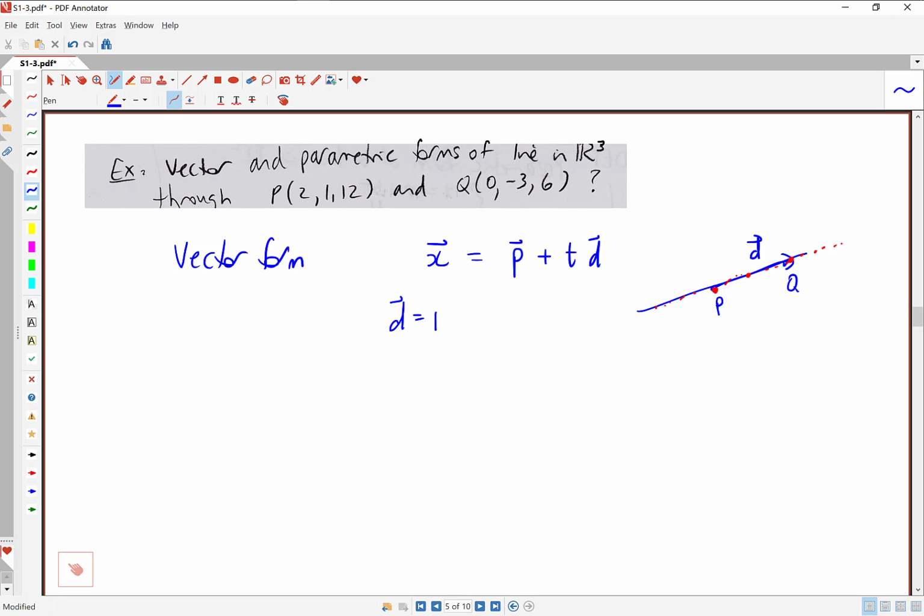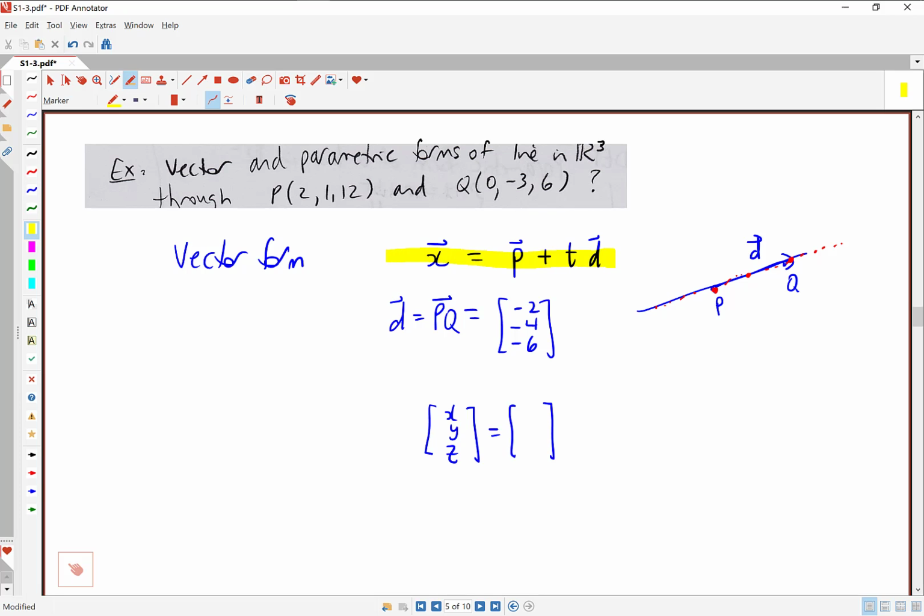I would start with building the direction vector. Direction vector d is just the vector that runs from p to q, so think q minus p. That's going to look like -2, -4, -6, and then we can fill in our vector form. Now, when we were in R2, we said vector x was the vector (x, y). Now that we're in R3, it's actually the vector (x, y, z). So just from context, you decide whether this vector x is 2 components or 3 components. Because we're in R3, it's going to have 3 components: x, y, z. I'm just going to highlight this vector form so that we can see what we're filling into.